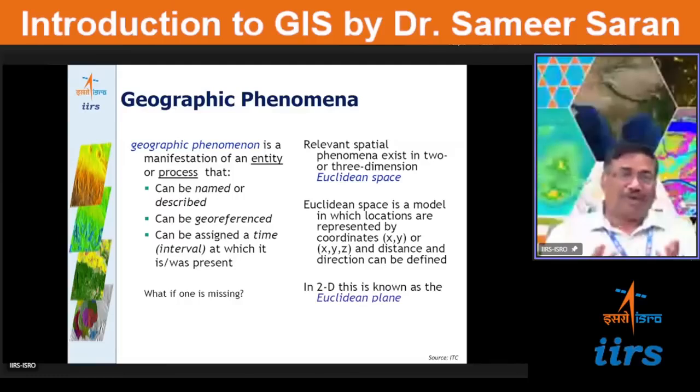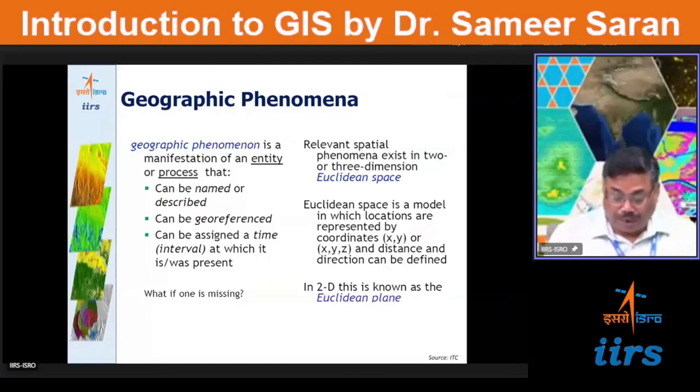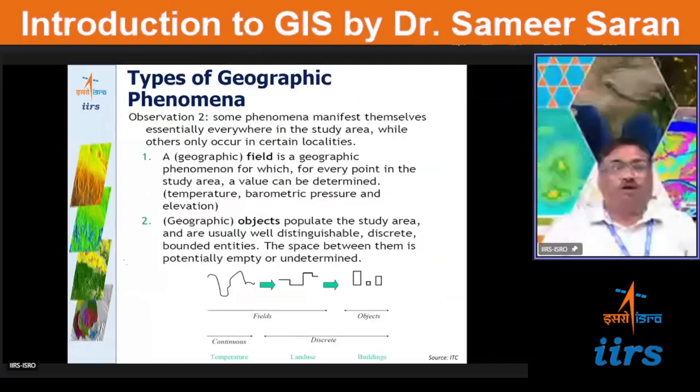So basically, a geographic phenomenon is a manifestation of an entity or process that can be named or described, because every phenomenon has a name, a location, and a time stamp. All these three important properties one has to look into whenever you are creating any type of data sets or modeling any type of phenomena. So the naming, the georeference, and the time stamping are the most important properties of these phenomena.